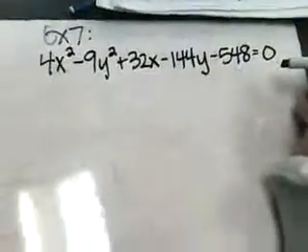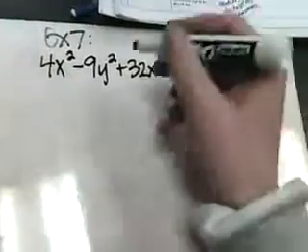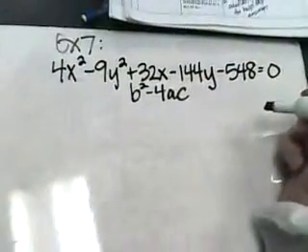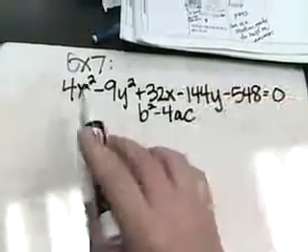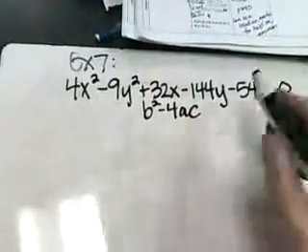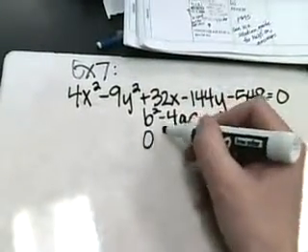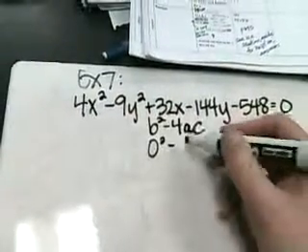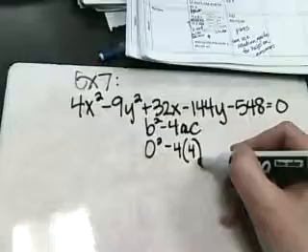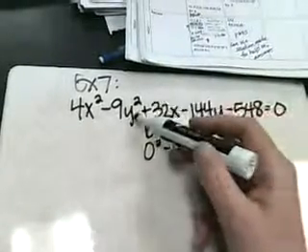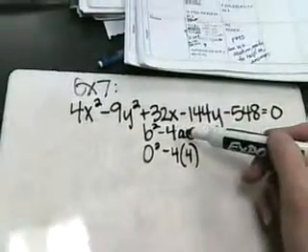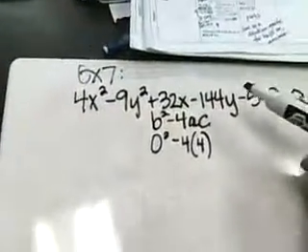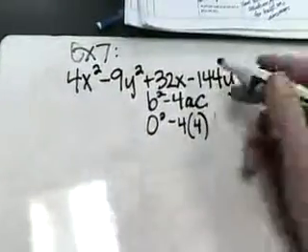Okay, first thing I need to do is classify it. So I need to do b squared minus 4ac. Remember, b is always with xy. I don't have an xy term here, so that's 0. A is always with x squared, so that's 4. I think I said that wrong just a little bit ago. If I said that wrong, sorry. C is always with y squared, so that's negative 9.